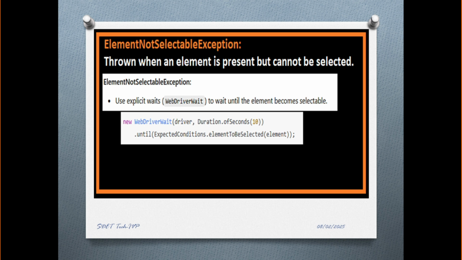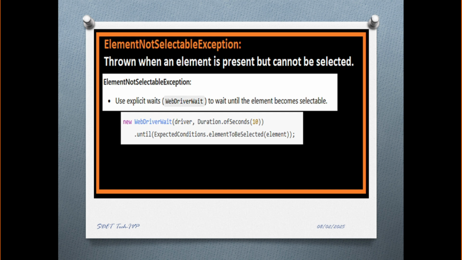Most of the time the interviewer asks, if you are getting element not selectable exception, then what steps will you use. In that case you simply answer, I will use explicit wait, and in the explicit wait I will use the method element to be selected. In that way you have to answer this question.